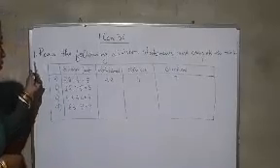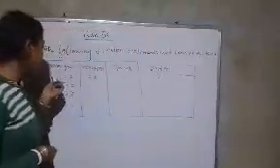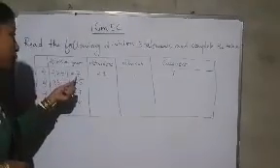So the first question is what? Read the following division statements and complete the table. So here some division facts are given, okay? This is called a division fact. 28 divided by 4 equal to 7 is the division fact, okay?